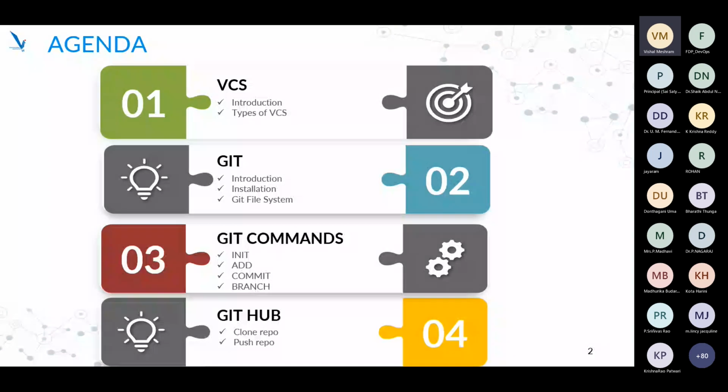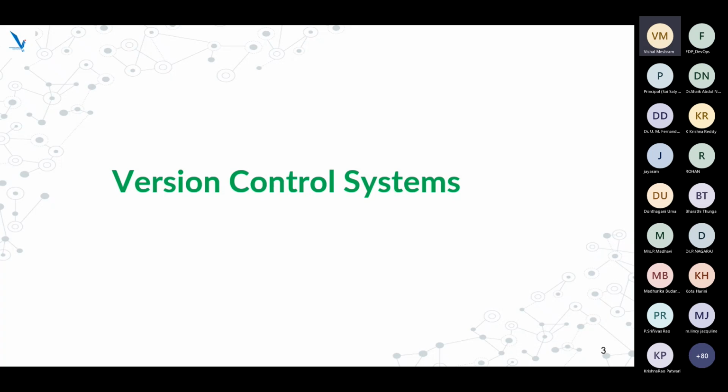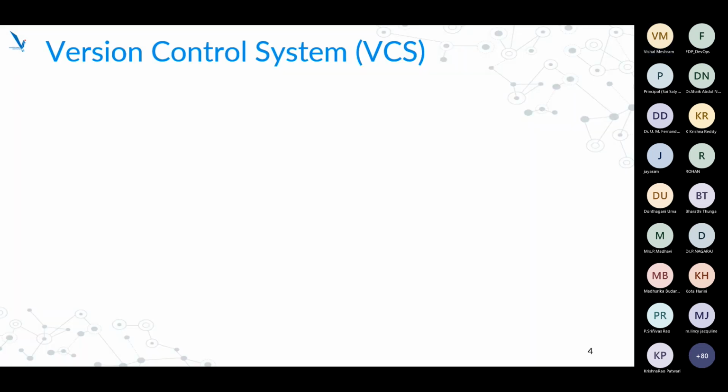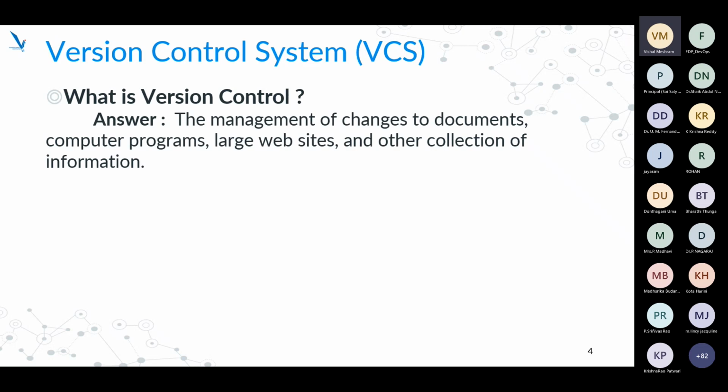So today's session is short and sweet, and we will focus more on the hands-on session. So first we will try to understand what a version control system is. Now, a version control system is nothing but keeping track of each and every change, whatever you do in your product or in your software. So simply in one line, this is the management of change to documents, computer programs, large websites, and other collections of information.